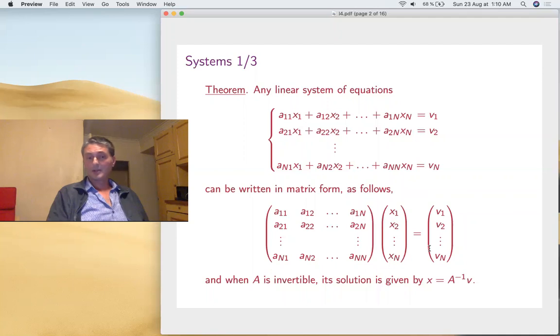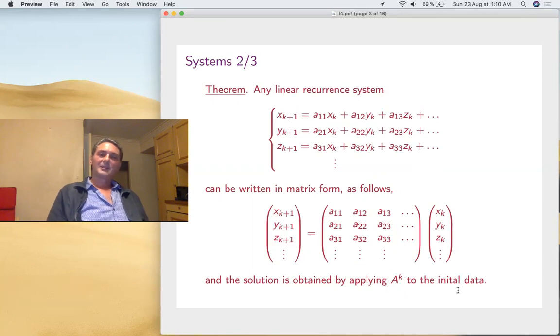So if A is invertible, the solution is simply x is A minus 1 v. If A is not invertible, it's a bit more complicated, but can be solved with linear algebra. So that's it. Given any system of linear equations, the problem is to invert the matrix. That's it.